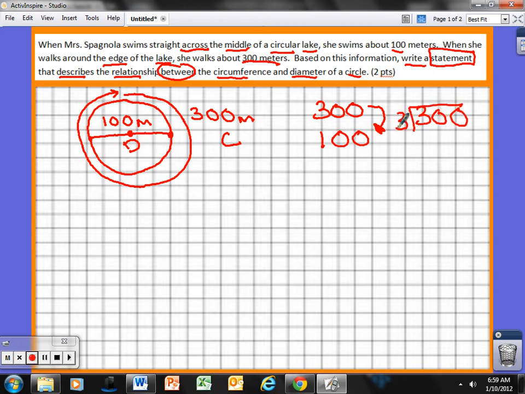divided by 3 will give me 100. Or 100 times 3 will give me 300. So I can either say that the circumference is 3 times larger than the diameter, or I can say the diameter is 1/3 of the circumference. So writing my statement now, there's my keyword statement.